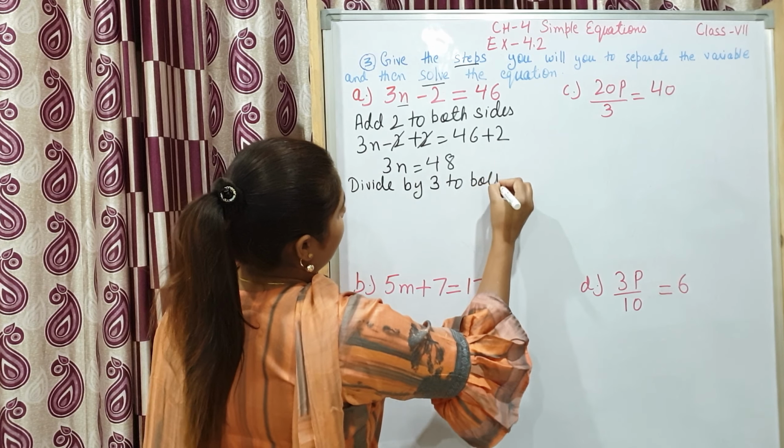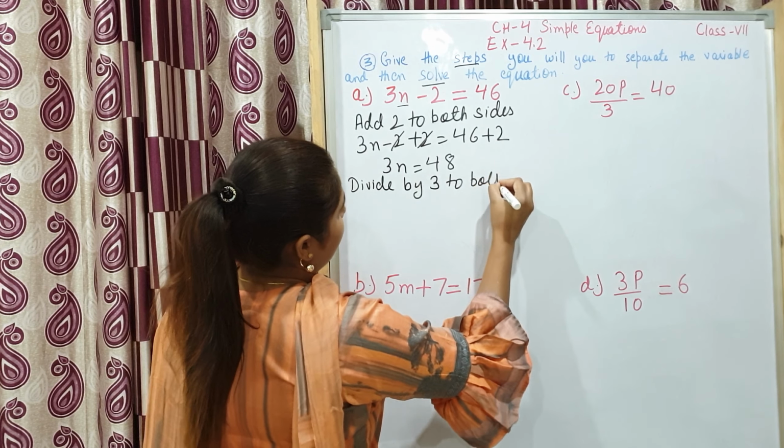Now I part, 2 and q both are multiplying. We will do the division with 2. Divide by 2 to both sides. 2q upon 2, 6 upon 2. 2 ones are 2, cancel out. 2 3s are 6. So the value of q is 3. This is the answer of I part.